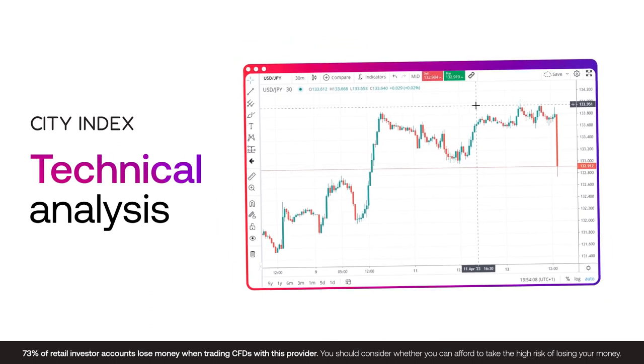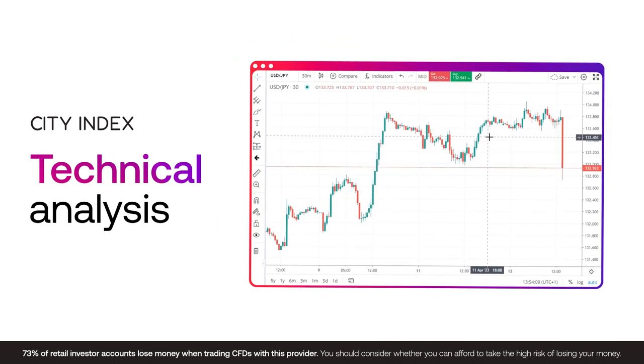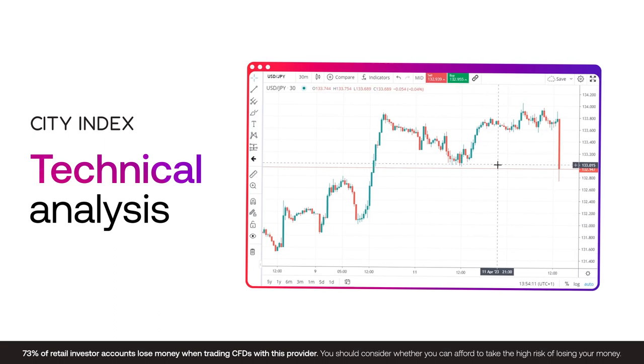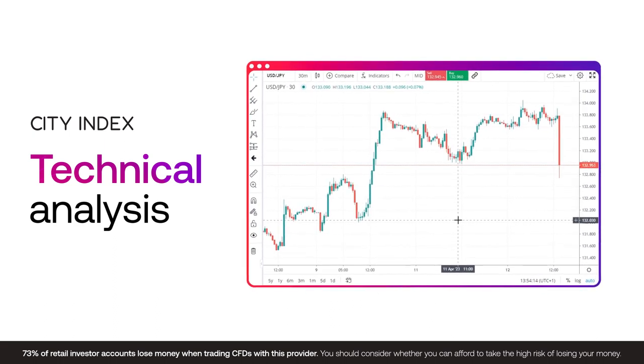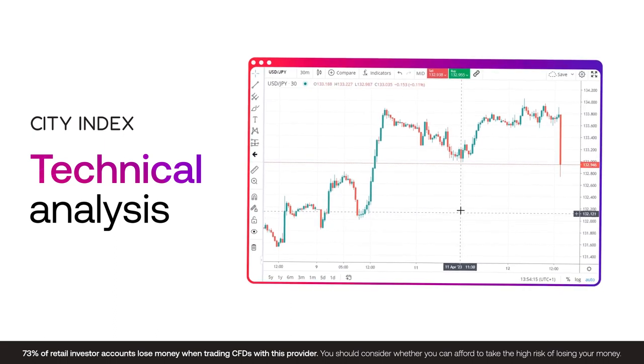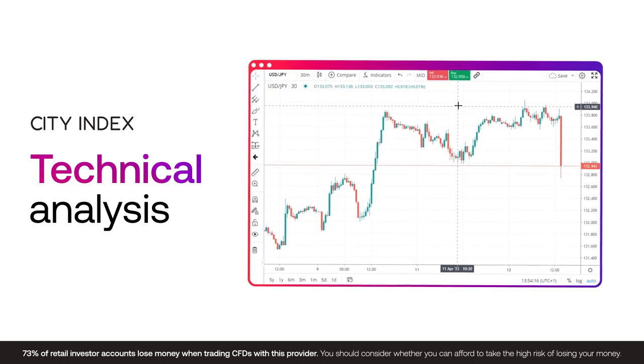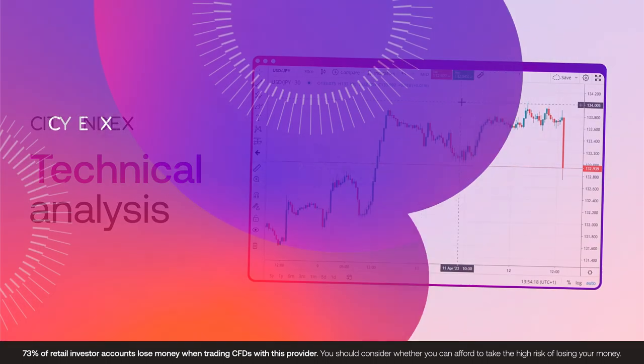Technical analysis involves analyzing past market data, such as price and volume, to identify patterns and trends. Traders can use this information to form a view on potential price movements and make decisions based on this analysis.